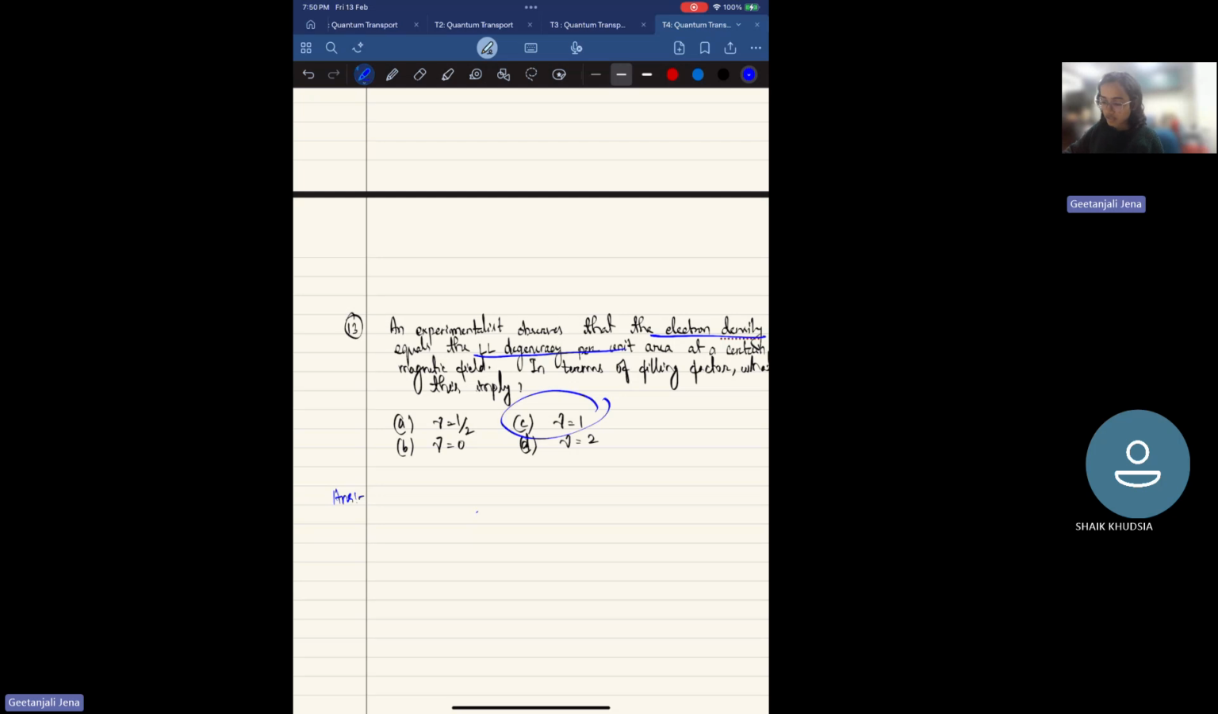Hall conductance for this case, and what is the number of edge states that you will get here? Nu is 1, so the number of edge states will be 1, and the conductivity will be e square by h. If we ignore the spin degeneracy, it will be e square by h. Okay.